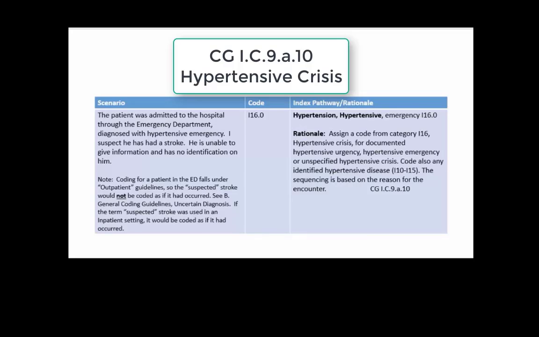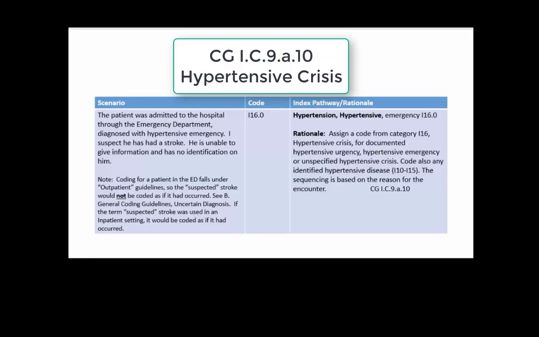This is covered in B, which is general coding guidelines, under the topic uncertain diagnosis. If this patient were an inpatient and the doctor has said, I suspect he's had a stroke, then the coder would code stroke. So now to the hypertensive emergency. The doctor did use those terms, so the coder could code a hypertensive emergency I16.0.